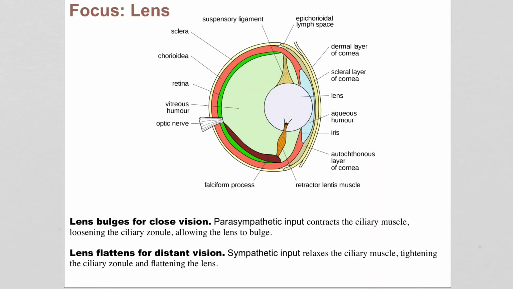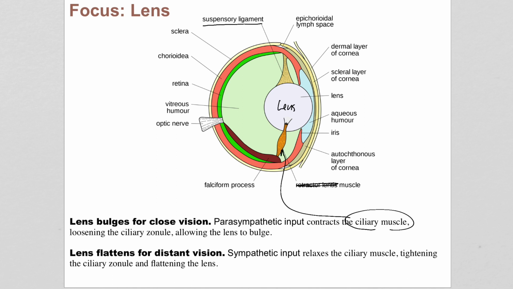Okay, so let's talk a little bit more about the lens and focus. So in this picture, this is your lens, and they're sort of amplifying the size of it a little bit. It's not really that big, but what we're trying to get you to see is you have the lens held in place by these suspensory ligaments, and those suspensory ligaments are going to attach to a muscle, right? That muscle is sometimes called the ciliary muscle. They have it called retractor lentis on here. That's kind of an outdated term.